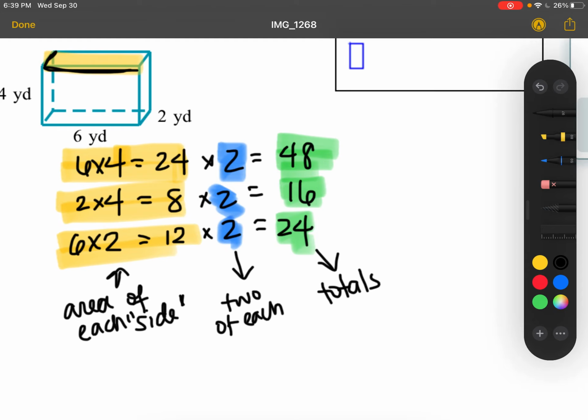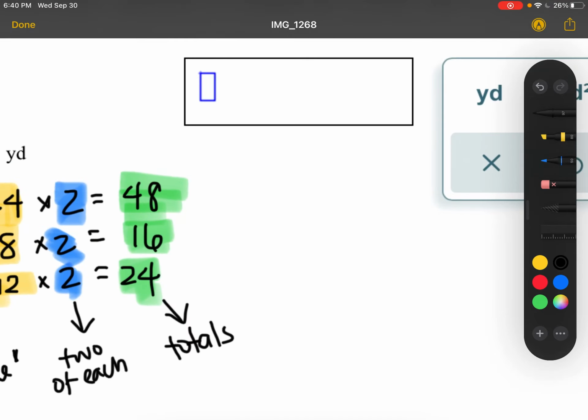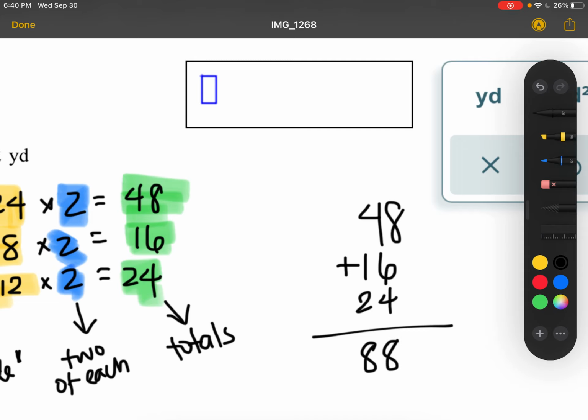Now, you are not done yet. It is the surface area of the whole thing. So you need to add up 48 plus 16 plus 24. And I'm going to put this in my calculator because I am always telling someone the wrong thing. At least I feel like I'm going to. It's a fear of mine. This together is 88. So this is all of the areas of each side of this figure added together.